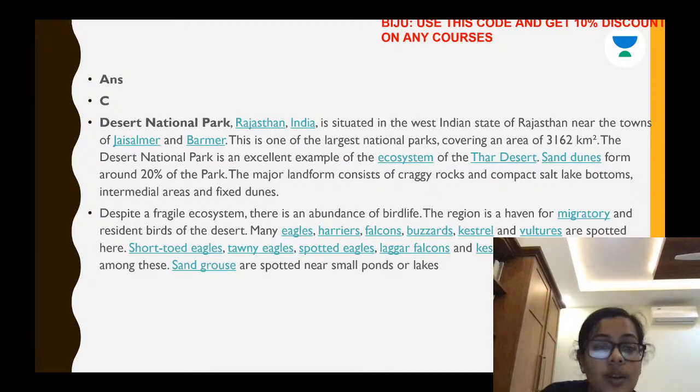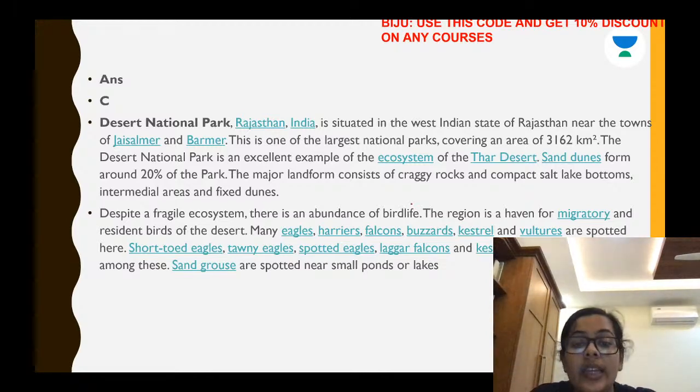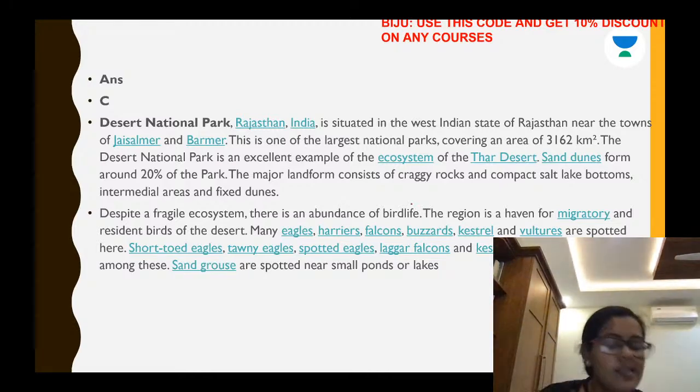The Desert National Park is an excellent example of the Thar desert ecosystem. Sand dunes form around 20% of the park. The major landforms consist of fragile rocks and compact sand-like bottoms. It has a number of birds like gulls, herons, falcons, buzzards, kestrels, vultures, etc. So this is all about it.